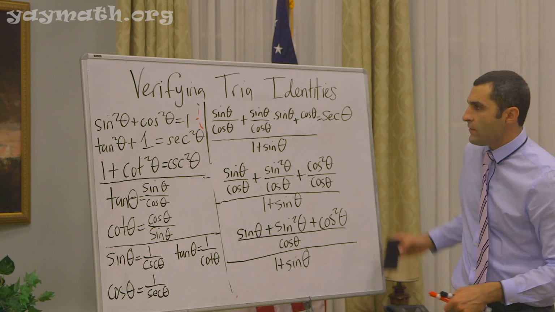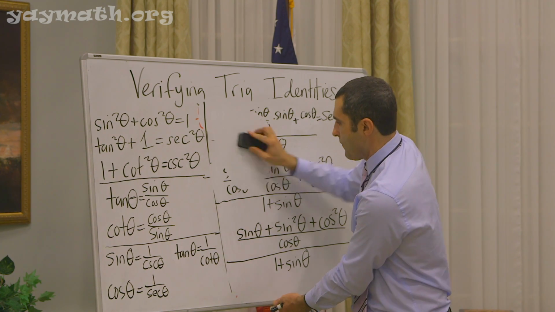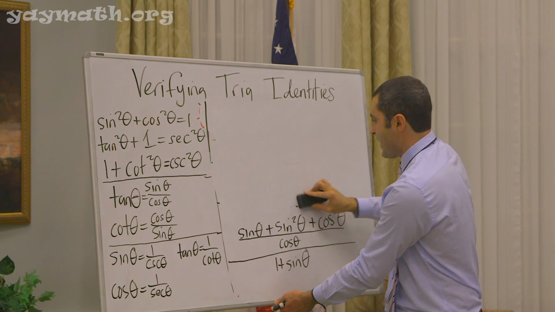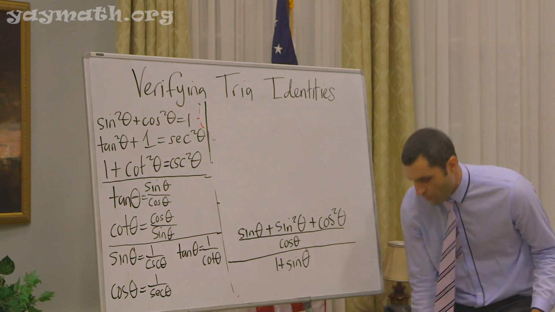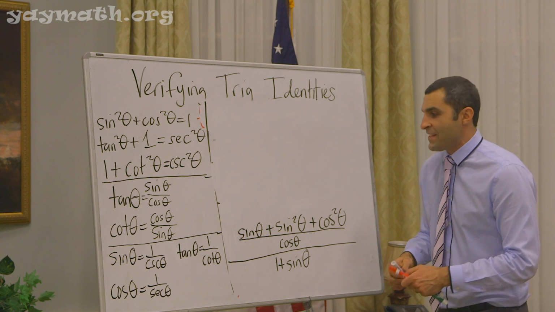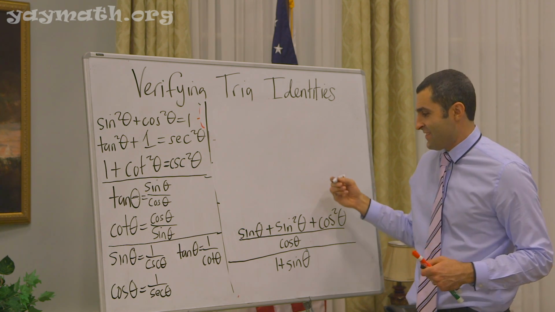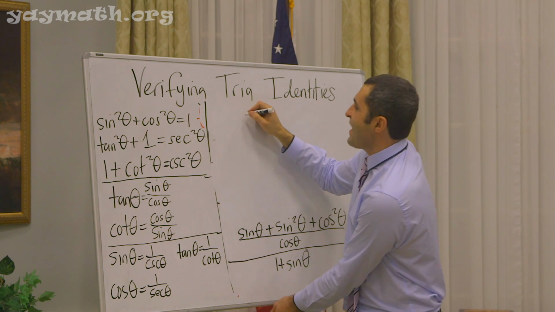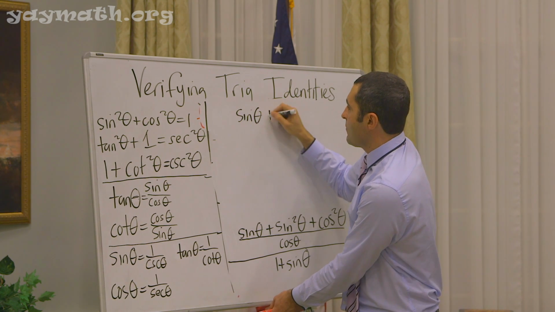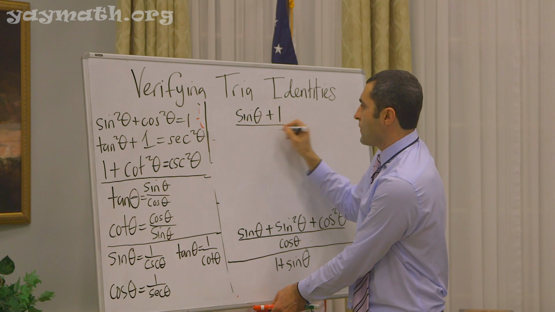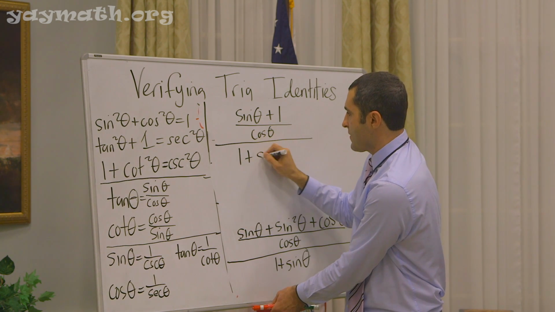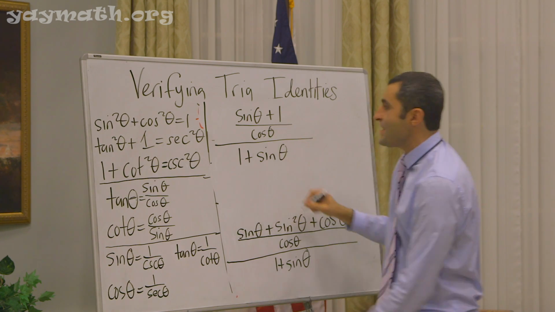So now, let's take these two off. This is going to take up my entire page. That's the thing a lot of students realize once they take ownership over this process: sometimes they take up the whole page. So that top becomes sine theta plus 1 over cosine theta, all over 1 plus sine theta.